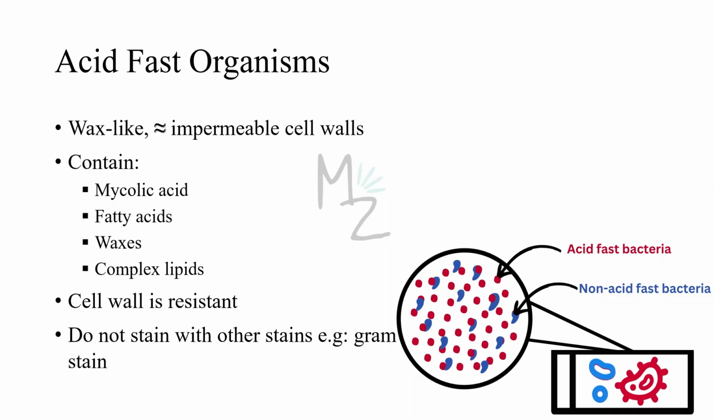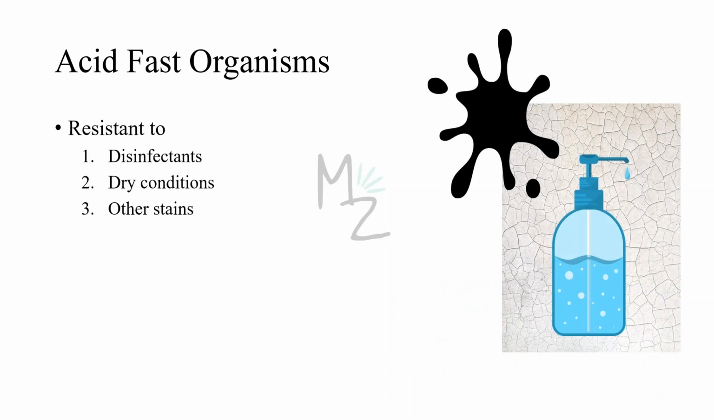But there are certain exceptions. For example, Nocardia asteroides, as it's a weakly acid-fast bacterium, also stains with gram staining, and it's a weakly gram-positive bacterium. But Mycobacterium tuberculosis does not stain with gram staining. Acid-fast organisms are resistant to disinfectants, dry conditions, and other stains. I've got this picture as a visual mnemonic for you: acid-fast organisms are resistant to disinfectant, dry conditions, and other stains.